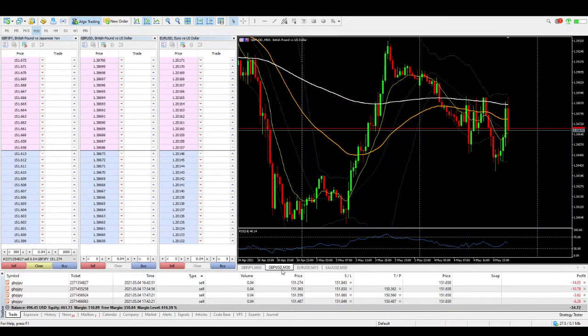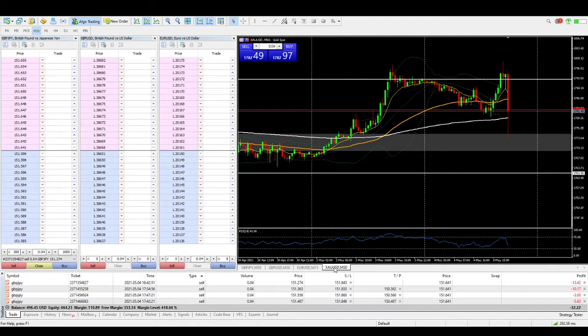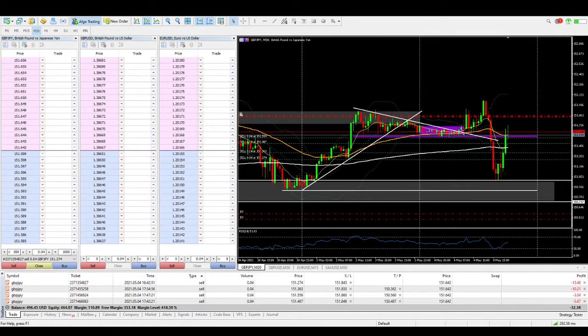Yeah, let's see the other pairs. Okay, this is pound USD. Euro USD went down. Oh, also gold went down. So I'm hoping we can get a good run.